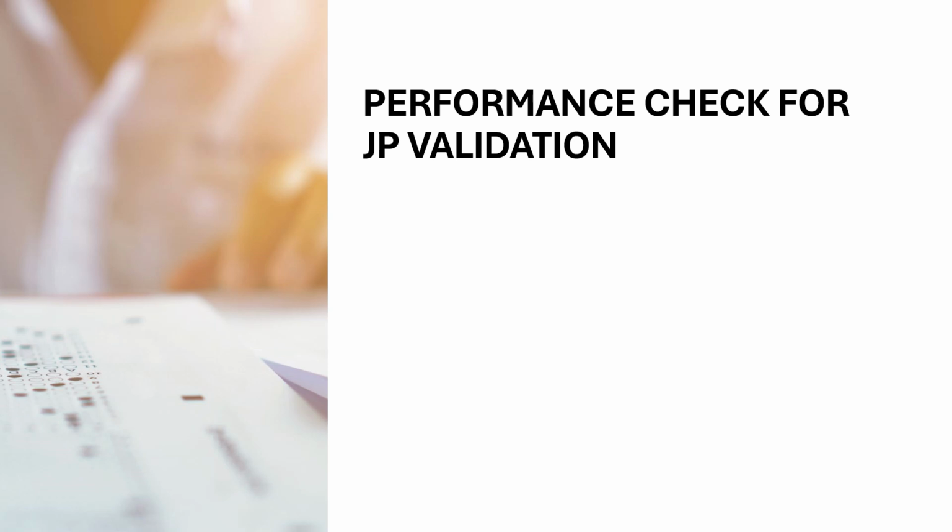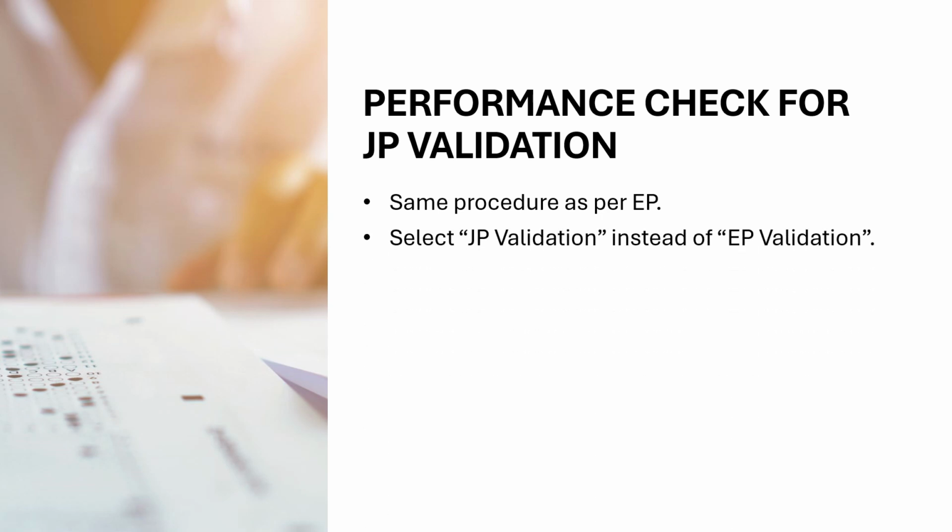Now after EP validation, you need to perform the JP validation. For the JP validation, the same procedure shall be followed as per the EP, as we discussed earlier in the previous slides. While going forward, you have to select the JP validation instead of EP validation, and the whole process will be the same as we discussed for the EP.